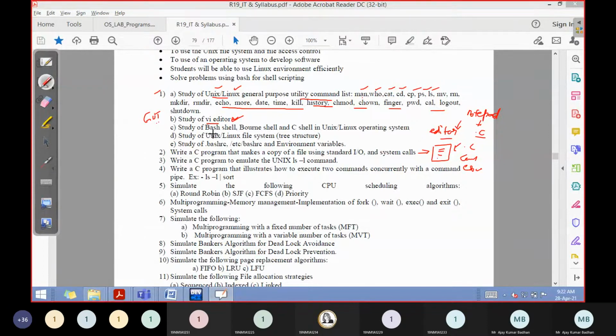And then we have the study of Bash shell, Bourne shell, and C shell in the Unix and Linux operating system. These are the different kinds of shells we are going to use in Linux in order to write different programs and execute them.